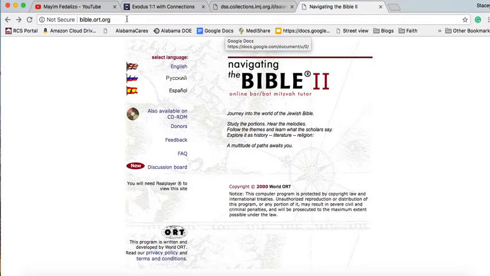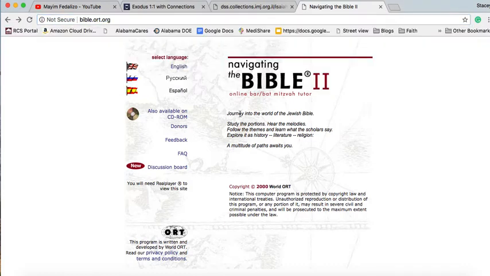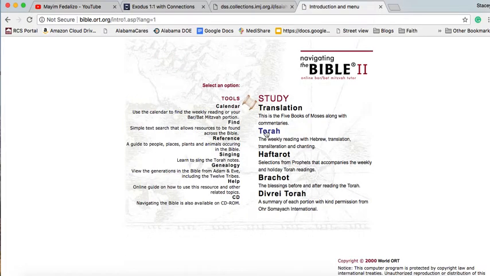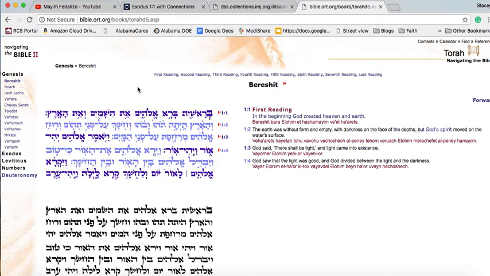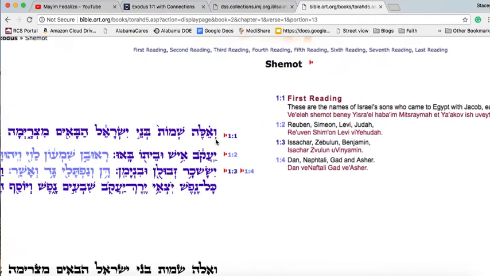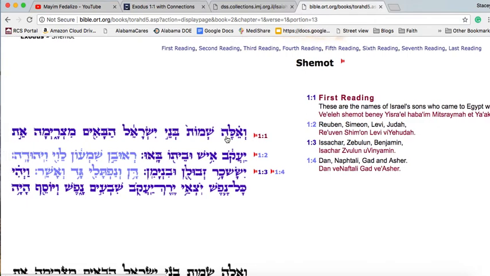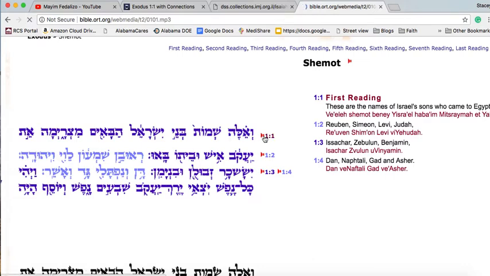I think I showed this to you on Saturday. This is bible.ort.org, and this is a great website if you want to work on your Hebrew. Let's go to Exodus, and we were just talking about Shemot, and here it is, right here in Hebrew. And then we have the transliteration as well. But also you can click on this little speaker right here, and you'll hear a guy cant it for you. He'll actually sing it.